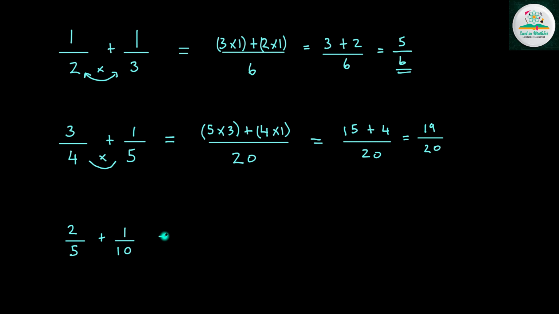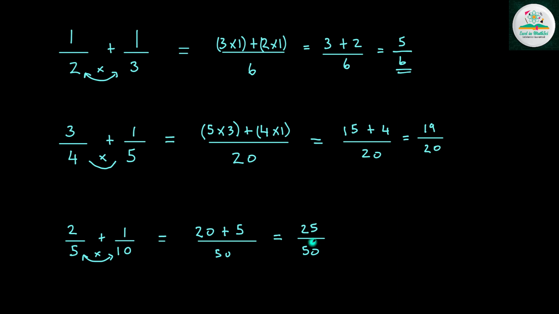Okay, let's have a go at this and see if you've got the right answer. So we have 2 over 5 plus 1 over 10. That would be 5 times 10, which will give me 50. 10 times 2 will give me 20, plus 5 times 1 will give me 5. So this will give me 25 over 50.